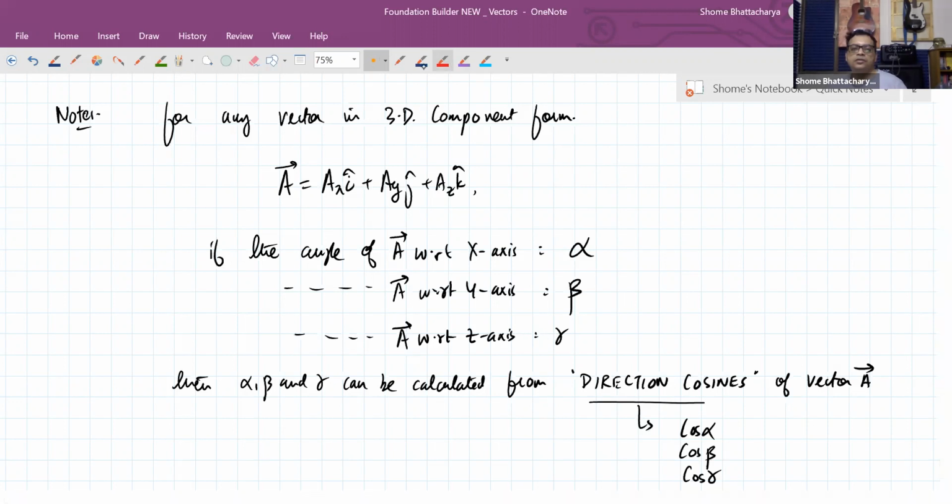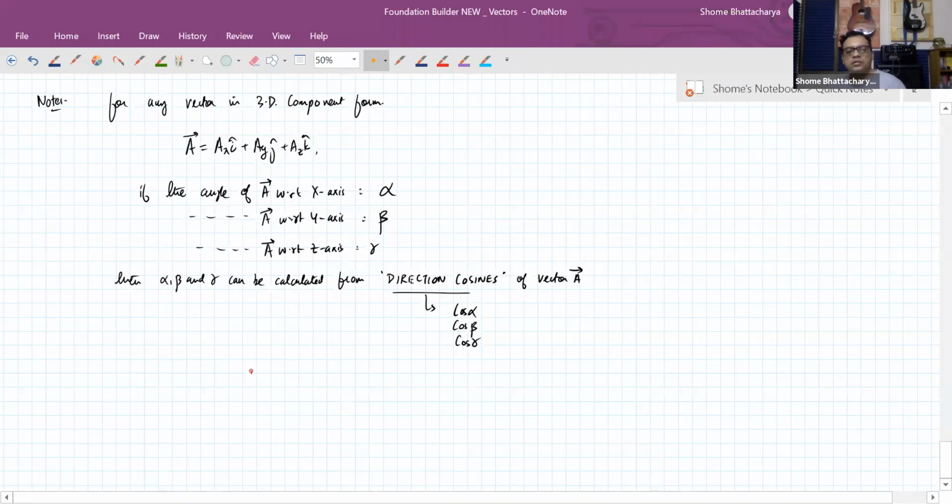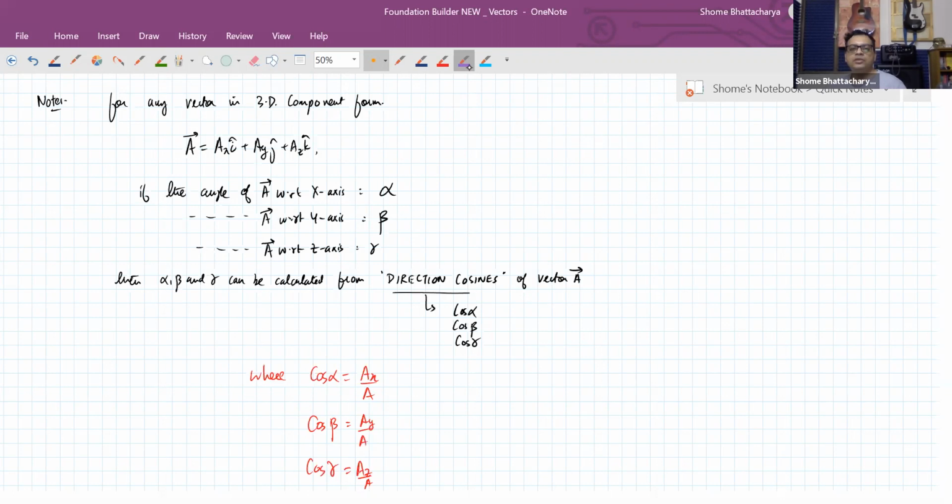Okay. Now the concept here is that we have a simple formula. Cos alpha will be A's x component divided by mod A. Cos beta will be A's y component divided by mod A, and cos gamma will be A's z component divided by mod A. Now where does this formula set come from?